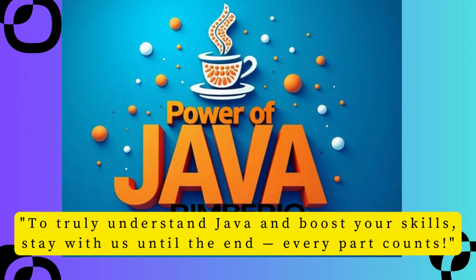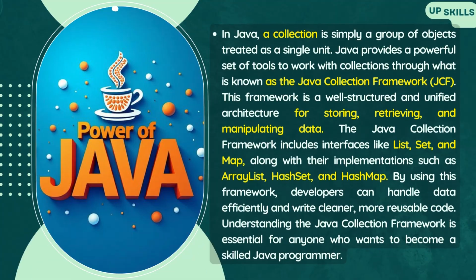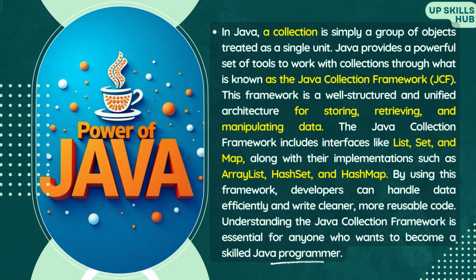In Java, a collection is a simple group of objects treated as a single unit. Java provides a powerful set of tools to work with collections through what is known as the Java Collection Framework. This framework is a well-structured and unified architecture for storing, retrieving, and manipulating data.